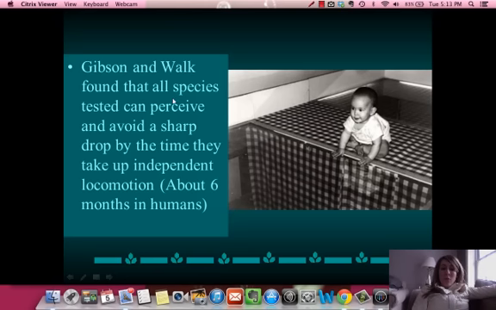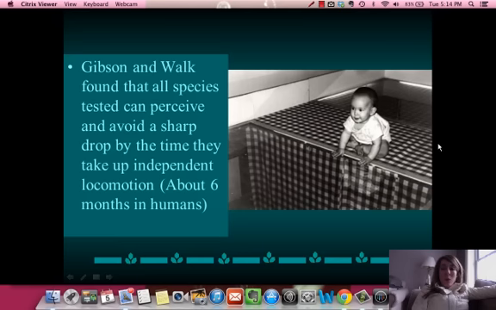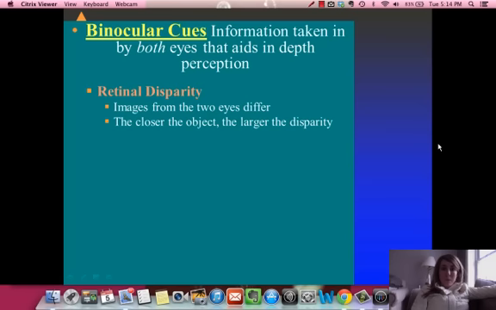So Gibson and Walk found that all species tested can perceive and avoid a sharp drop by the time they take up independent motion. If you look at this, they put a mirror here and it looks like a cliff, but it's not actually a cliff. They found that at the point where babies are moving around and crawling, they will hesitate because they see that this could drop off and they're nervous and afraid, and they won't go onto it even though it's a mirror, okay? I'll show you a video of this in class that makes it a little clearer. But this is called the visual cliff experiment, and it proves that we're all kind of born with depth perception.